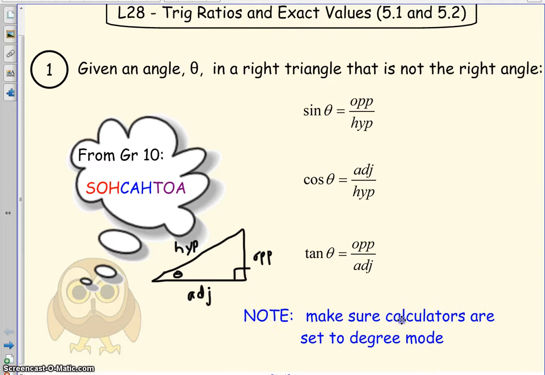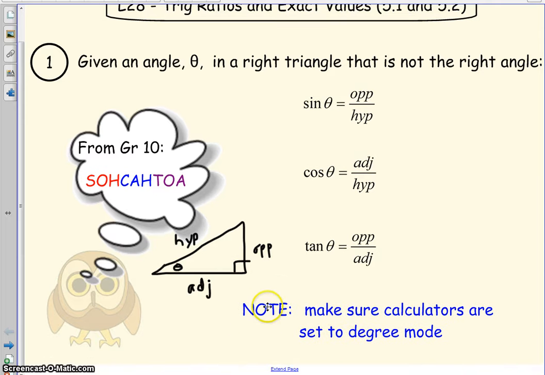We're just going to review that a little bit before we move on. One thing to remember with your calculators: make sure they are in degree mode. Sometimes they get accidentally switched over to radian mode or gradient mode, and none of your answers will be correct. So just make sure they're in degree mode.